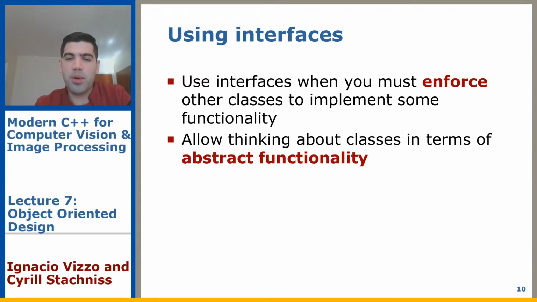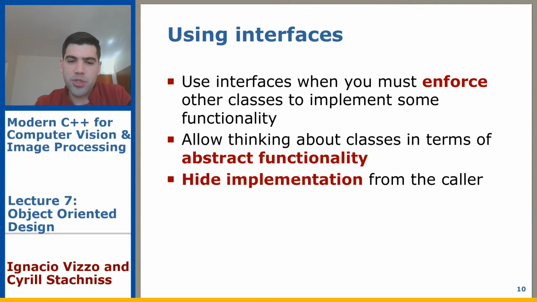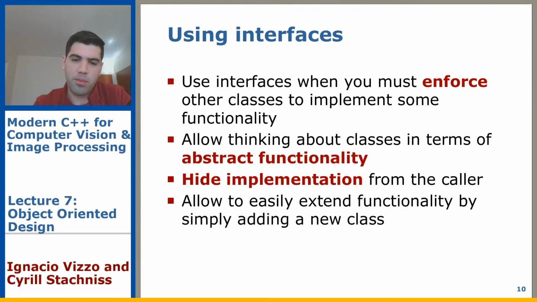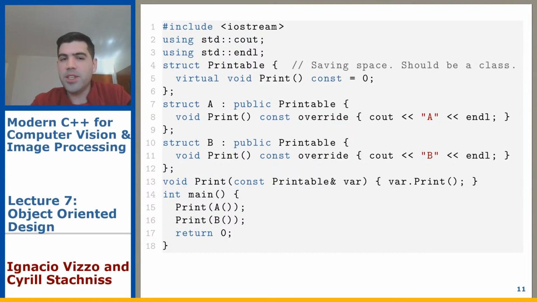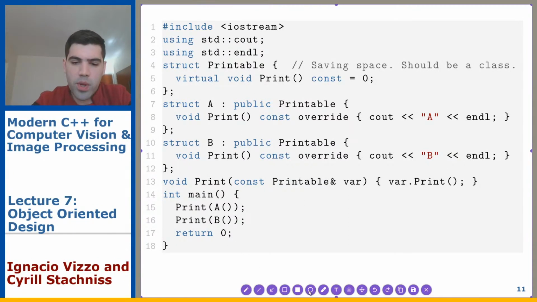This allows thinking about classes in terms of abstract functionality and also hiding implementation from the caller. So this is a common way to provide a sort of API. And this allows you to easily extend functionality by simply adding a new class. Here's one example, right? So let's go quickly through it.